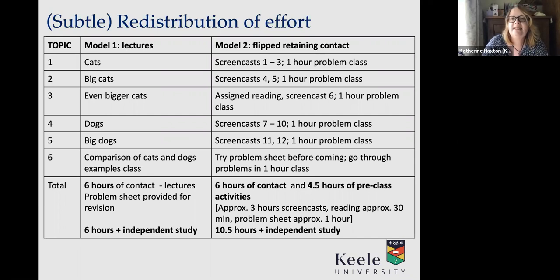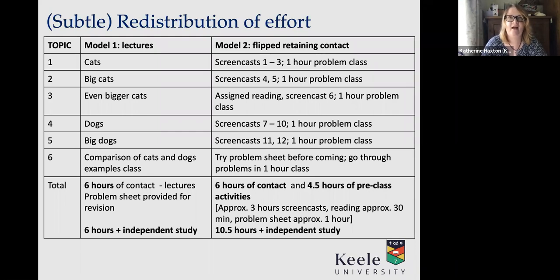Fast forward to 2017, and I would probably have taken on board a lot of the stuff around flipped learning. So maybe I turned my lectures into screencasts. Screencast 1 to 3, then maybe I'm using my contact time for problem classes. So I'm hoping to get a bit more durable learning and tackle some misconceptions. But suddenly, I've now got 6 hours of contact and 4.5 hours of pre-class activities.